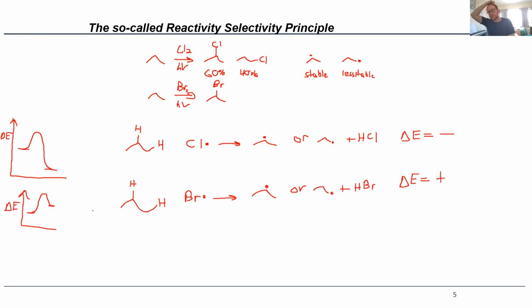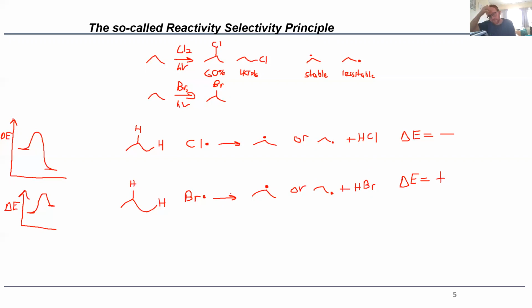And so this is oftentimes used to explain the difference in selectivity, right? The difference in reactivity here. We'll say that the chlorine radical here is more reactive because it's a more exergonic process than the bromine radical, which is less reactive. There's oftentimes a correlation between reactivity and selectivity, right? The chlorine radical is more reactive and less selective, and the bromine radical is less reactive and more selective, and therefore we get the so-called reactivity-selectivity principle.